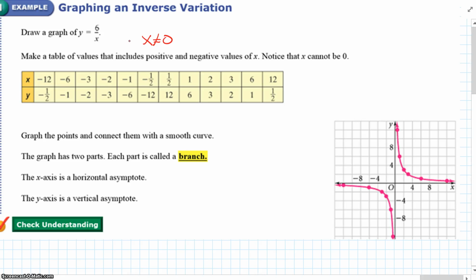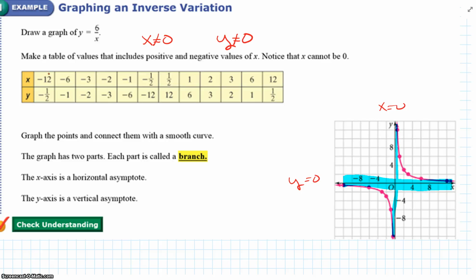So if x cannot equal 0, what will y never be able to equal as well? Y will never be able to equal 0 as well. So that is going to end up being our horizontal and vertical asymptotes. Okay. Y equals 0 and x equals 0. So plug in points on positive and negative for x. All right, so you can see the chart there. We plot the points. And what do you notice about the graph?